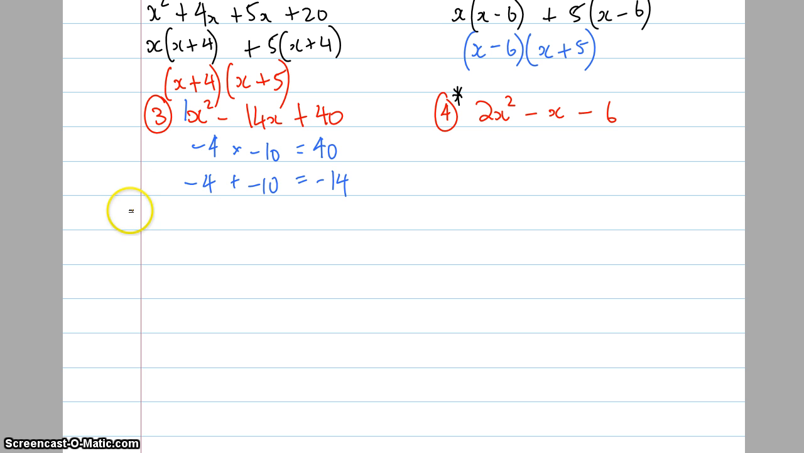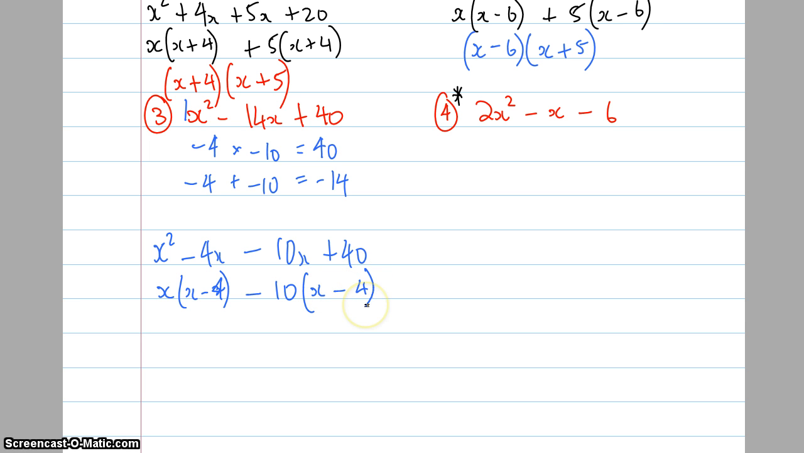So this ends up becoming x squared minus 4x minus 10x plus 40. And then I take out the common factors of x and x minus 4. And that's minus 10. And I get x minus 4 as well. Then I've got the same thing both times, x minus 4. So that comes out as a common factor, x minus 4, and the other one is x minus 10. Hopefully, when you expand that, you'll get back to the original. So that's another example of that.